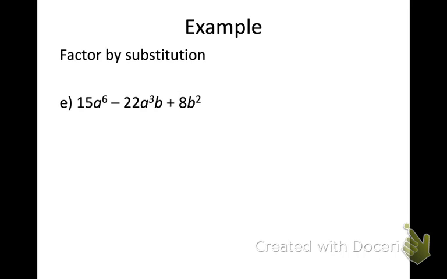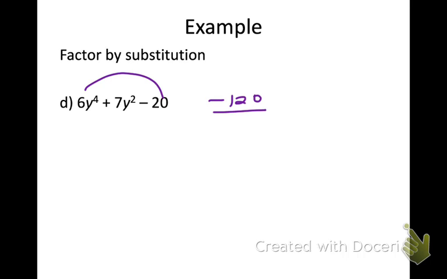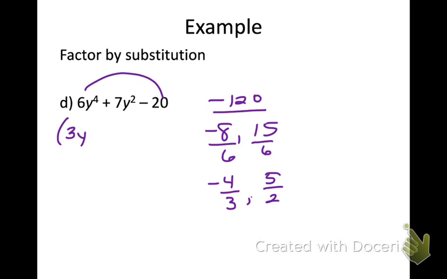You know what, guys, I'm going to go back for a quick second, to where we just were. You may not necessarily need to do u substitution for the last one that we just did. If you just factored as normal and did your 120, and then what did we say it was? 8 and 15, that -8 over 6, so -4 over 3 and 5/2. So then you would get 3y minus 4 times 2y plus 5.